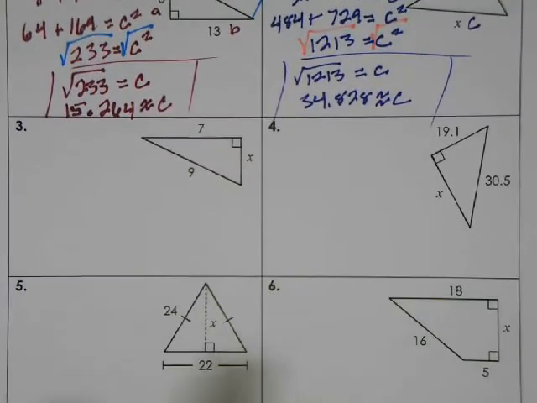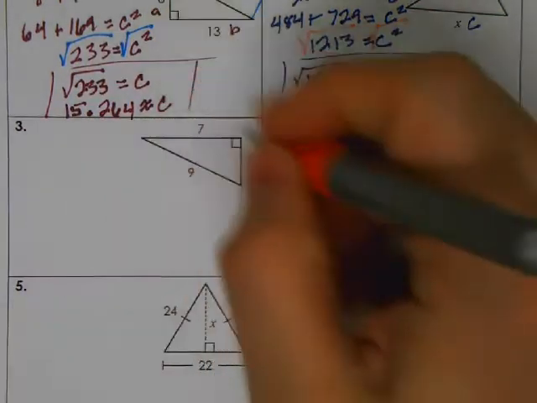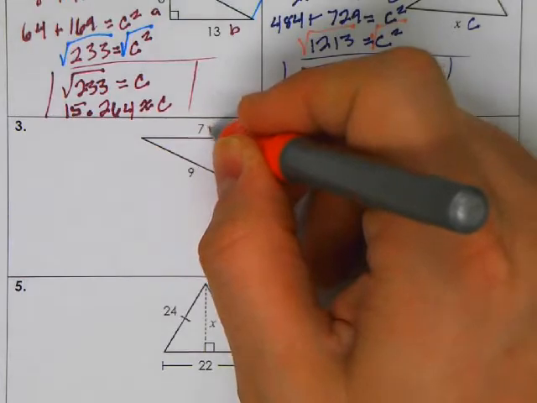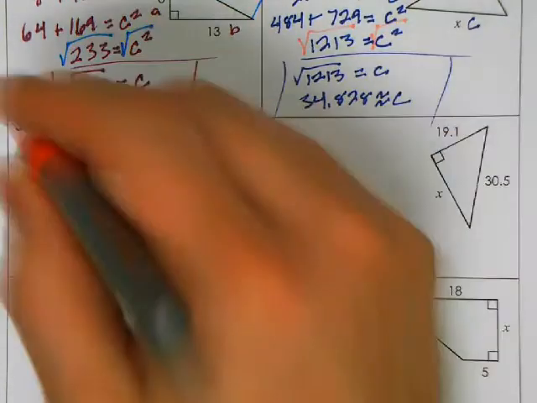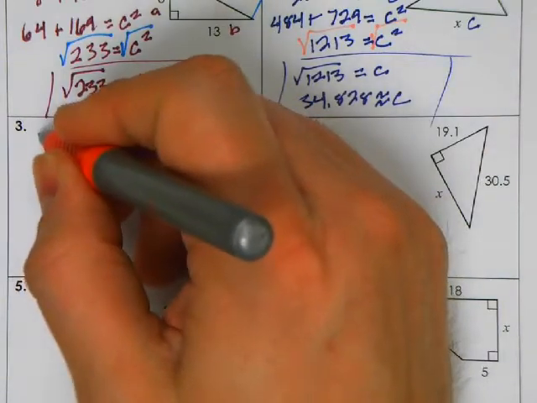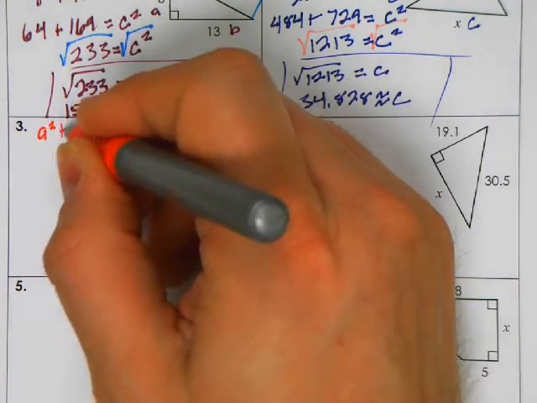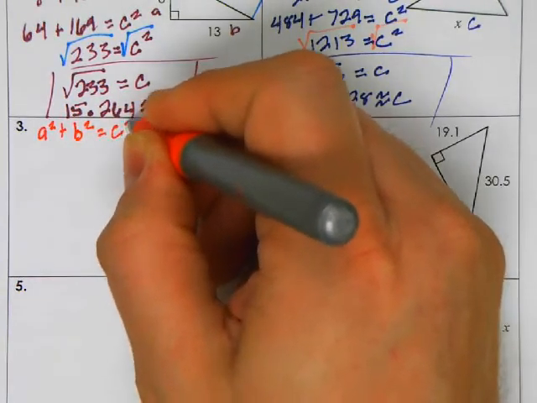I'll do 3 and I'll ask you guys to do 4, just to see how you're coming along with it. In this case, we're not being asked to find the hypotenuse. If you notice, we're given the hypotenuse and we have to find one of the legs. So here we'd still start off with a squared plus b squared equals c squared. And you could rearrange the equation if you want to.